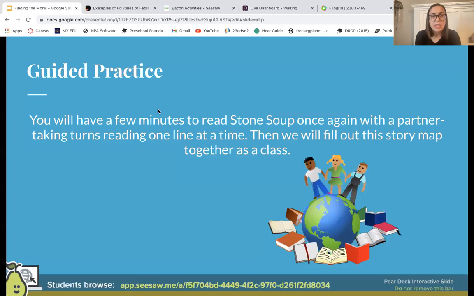A stretch break. And then for the guided practice, they're going to be able to read Stone Soup again with a partner taking turns. And then we're going to fill out the Seesaw activity. It's already going to be on their screen.